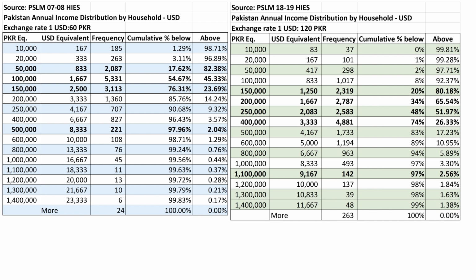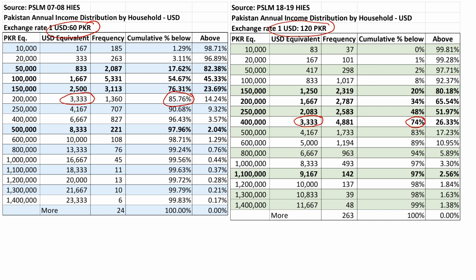So for example, if you look at this $3,333 segment, this corresponds to a USD PKR exchange rate of about 60. The same segment, this 3,333 here, corresponds to an exchange rate of 120. Look at the proportion, and the part of the distribution that lies above or beyond. In 7 and 8, about 85% of the population lived below $3,300. In 18-19, that number is down to about 74%. So the distribution has moved up.